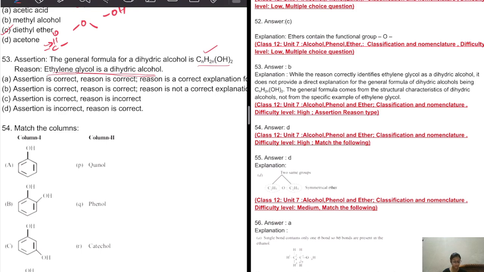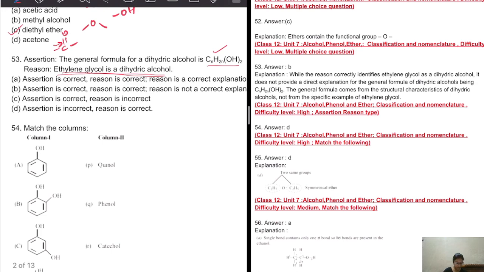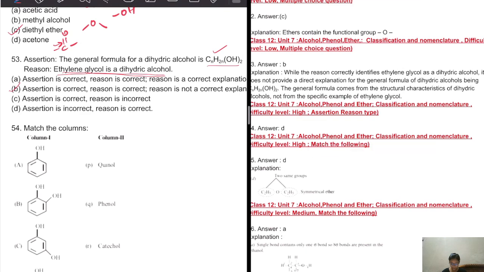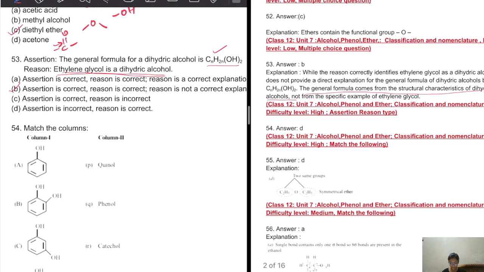We know that ethylene glycol is a dihydric alcohol now. In the first question, we saw that. So this does not provide the correct reason. Why is it so? So the answer would be B. Okay, the general formula comes from the structural characteristics of dihydric alcohols, not from the specific example of ethylene glycol. Okay.